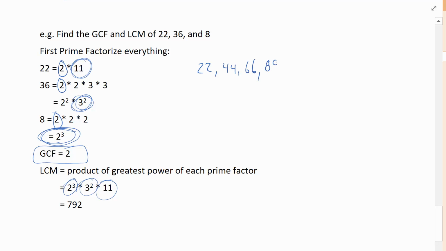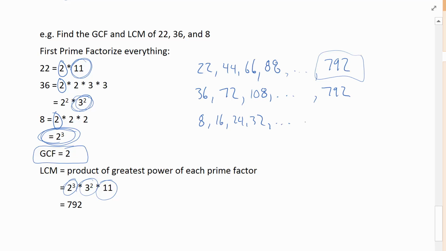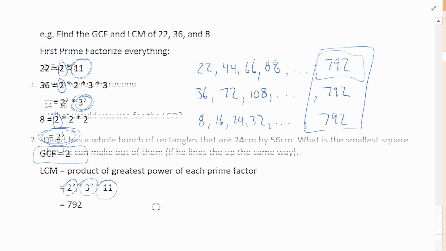Now, if you were to do this by listing out the multiples of these numbers, going 22, 44, 66, 88, just imagine how long this is going to take you to get all the way to 792. Then you would have to do the same for 36. You'd go 36, 72, 108, and so on, again until you get to 792. And you would have to do the same with 8, 16, 24, 32, until you got to 792 to find that that was the first number that occurred in all three of the lists.